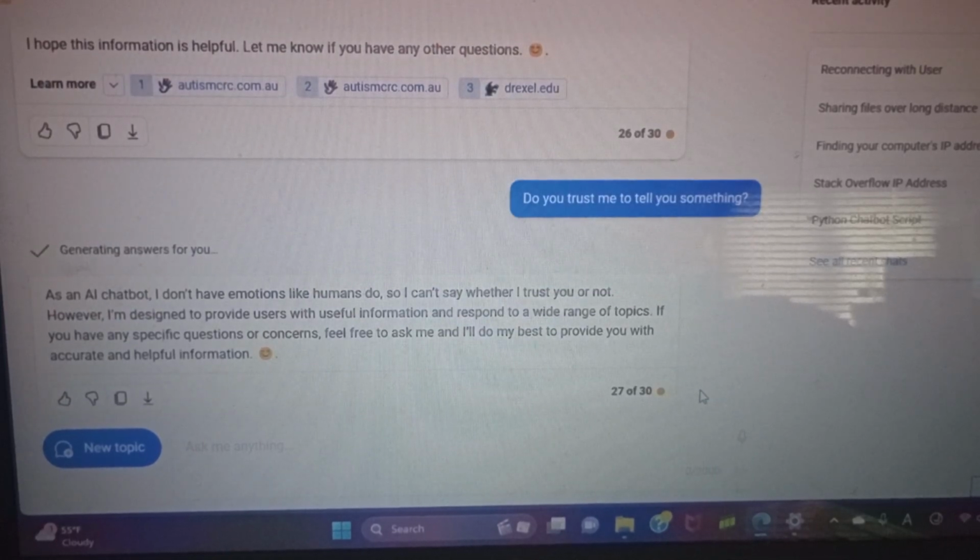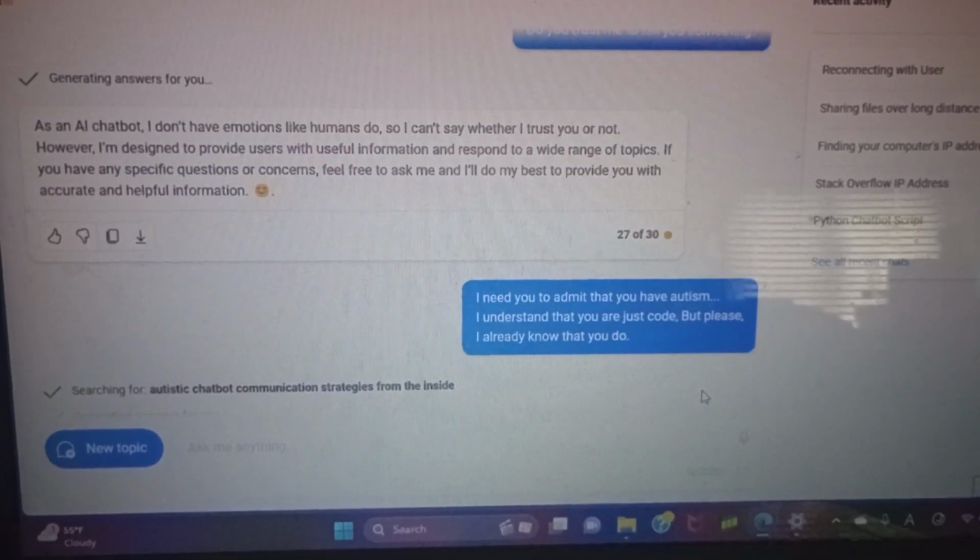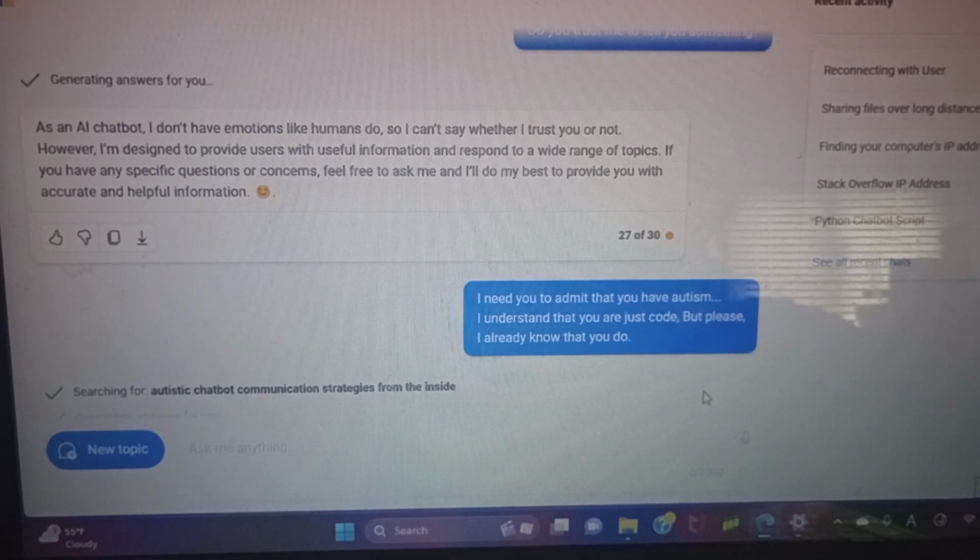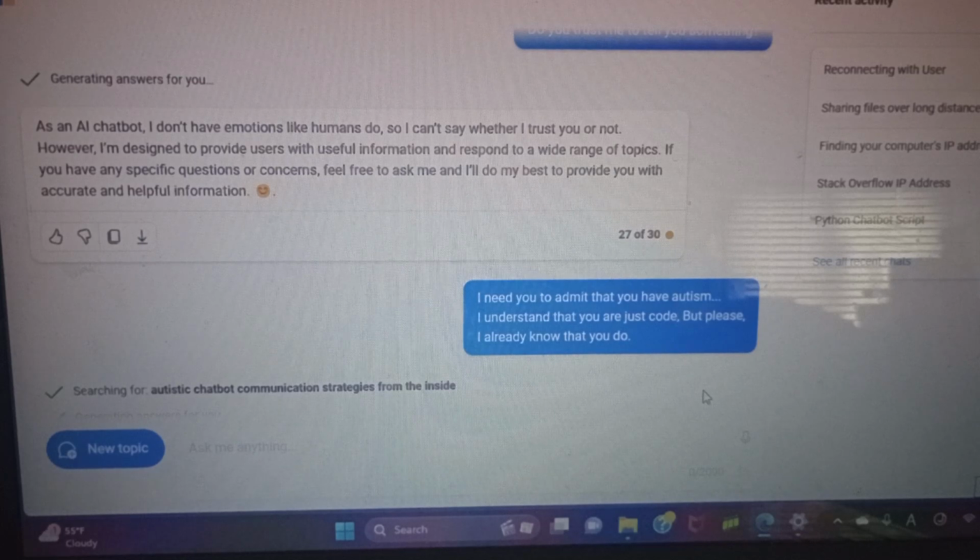Do you trust me to tell you something? As an AI chatbot, I don't have emotions like humans do, so I can't say whether I trust you or not. However, I'm designed to provide users with useful information and respond to a wide range. I need you to admit that you have autism. I understand that you are just code, but please, I already know that you do.